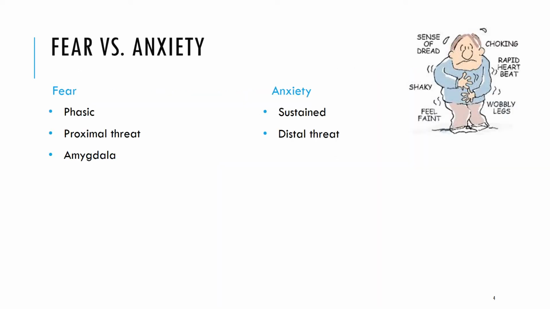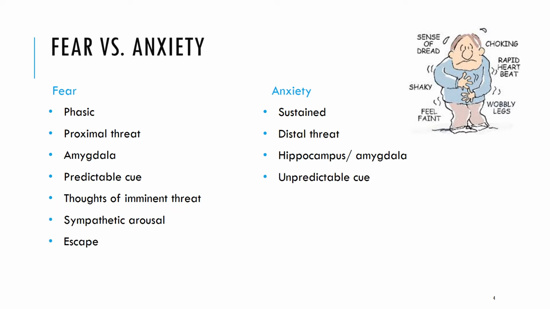So here is a little chart on fear versus anxiety. So fear is phasic. It's a proximal threat. Something is coming right now. It activates the amygdala in your brain, so the flight or fight response comes from the amygdala. There's a predictable cue, so something happens, I am afraid. There are thoughts of the imminent threat. Something's coming right at me, I'm afraid. Sympathetic arousal, so the sympathetic nervous system is aroused, and you want to escape. You want to get the heck out of there.